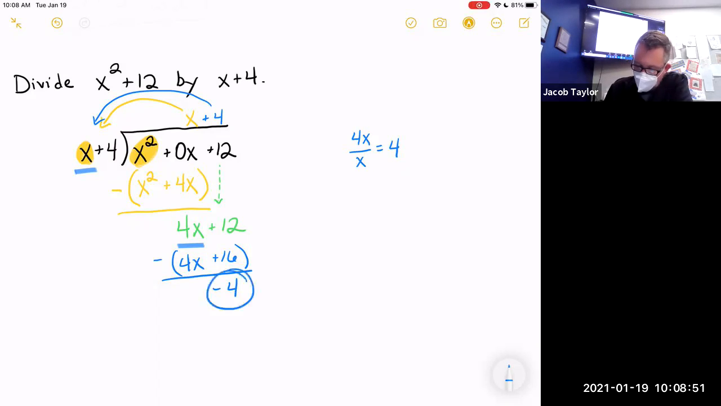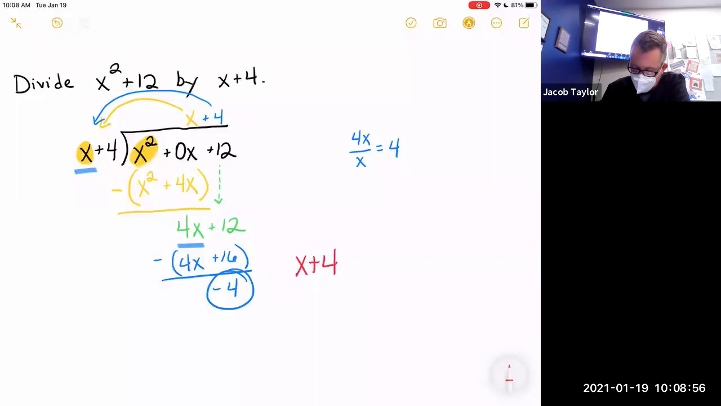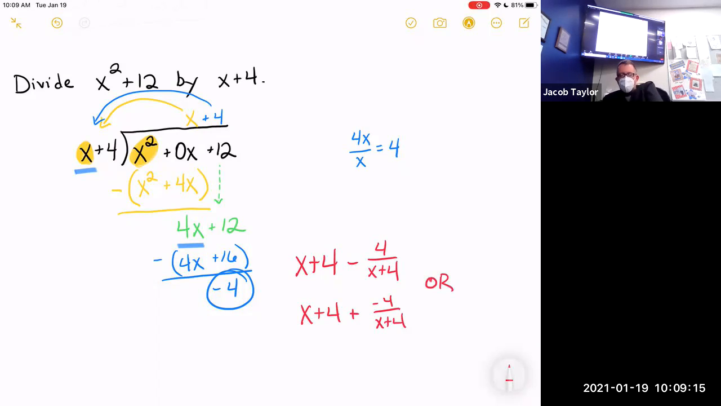So my remainder is negative 4. How do I write the remainder? Well, my answer was x plus 4, and the remainder is negative, so I'm going to do minus. It's a negative 4 over x plus 4. I'm going to write it both ways. You can do plus negative 4 over x plus 4, or you can just do x plus 4 minus 4 over x plus 4. Both of those are perfectly acceptable ways to write your solution.